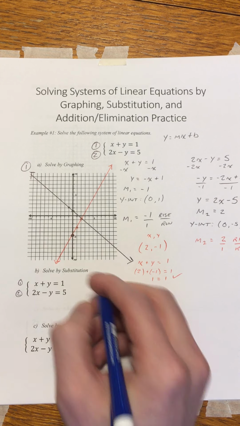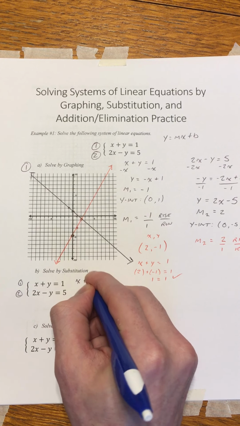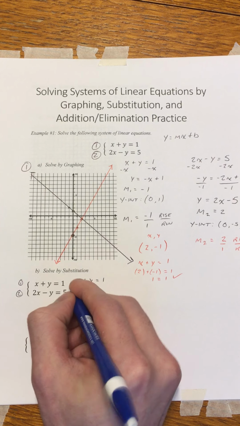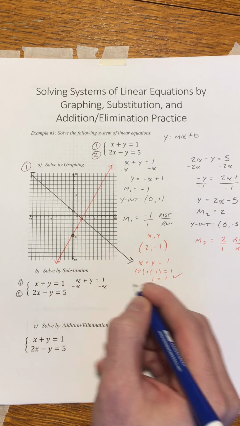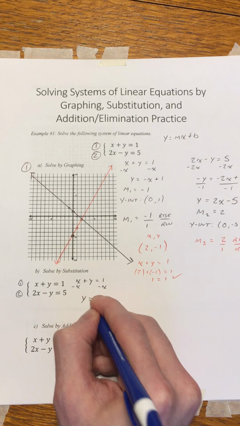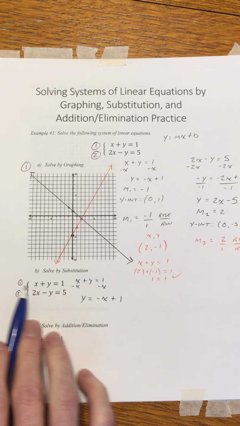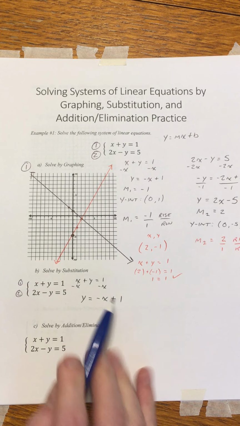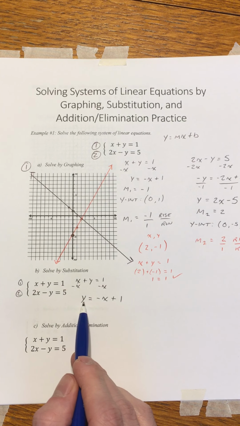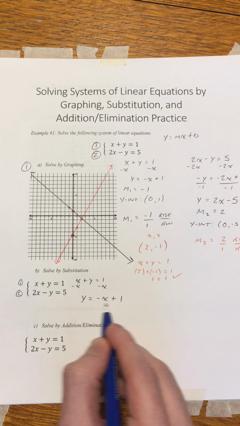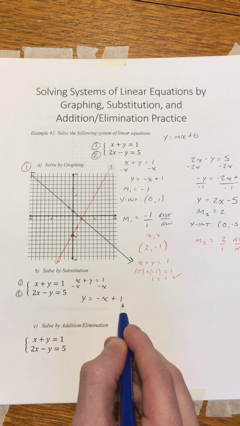So to solve for y here, I'll come over to the side. x plus y equals 1. All we have to do is subtract x from both sides of our equation. And what we end up with is y is equal to -x plus 1. So this is our first equation, just written in a different way. Now we see that y is equal to this whole quantity, -x plus 1.